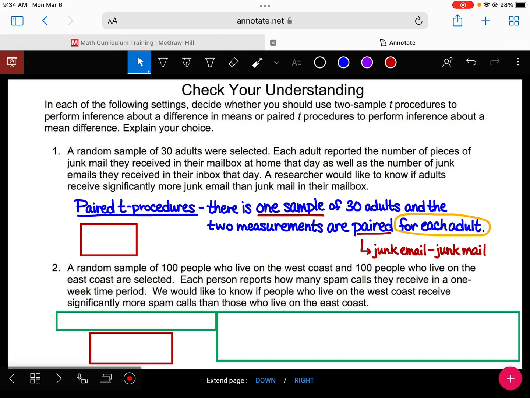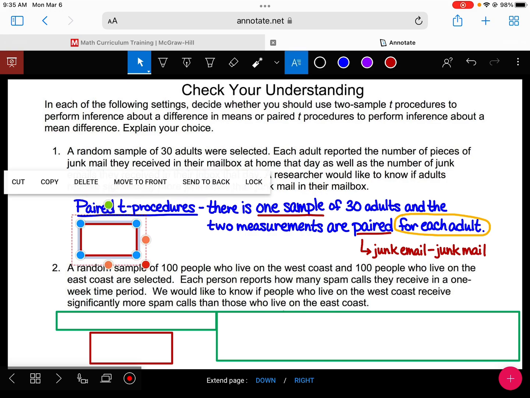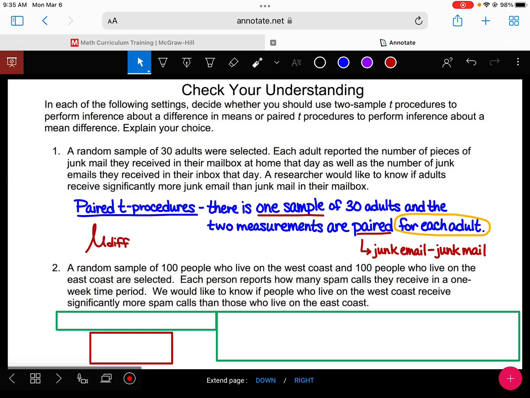So I have directionality up here. It could be the other way around, but you have two pieces of data that are paired and subtracted for each of these 30 individuals. So this would be a mu-diff situation.